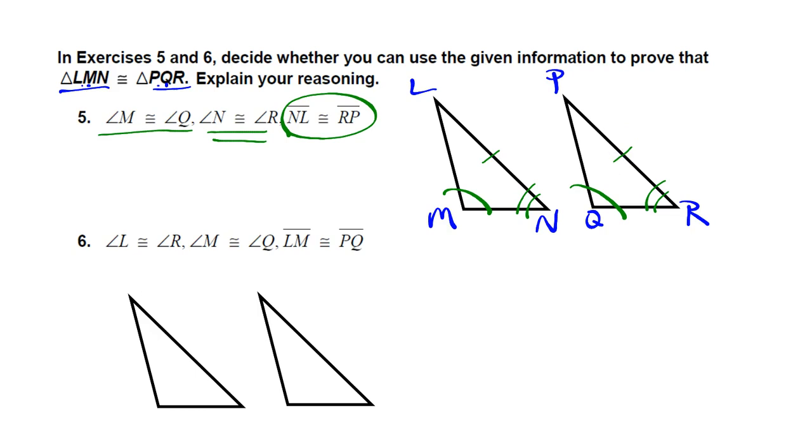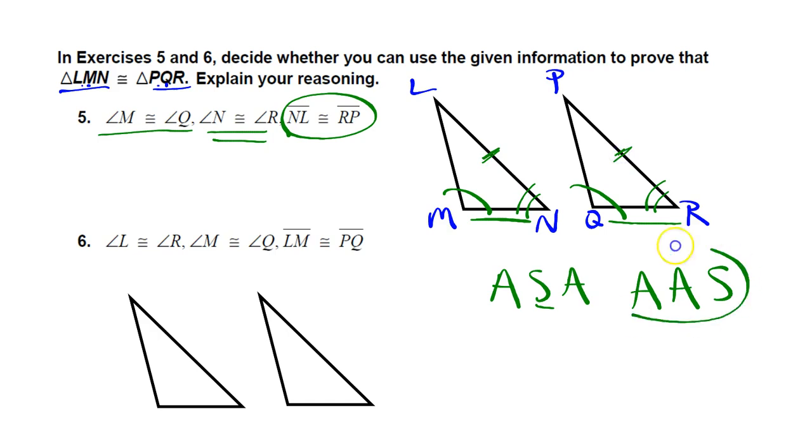And is that enough to prove the triangles are congruent? It is, because we have two angles and a side. So is it angle, side, angle, or is it angle, angle, side? Well, is the side in between the two angles that are congruent? No, it's over here on the outside. So the answer is yes by angle, angle, side. Now pause the video and try number 6.